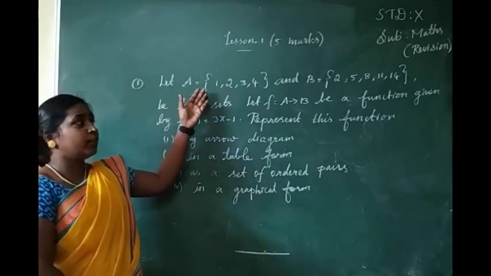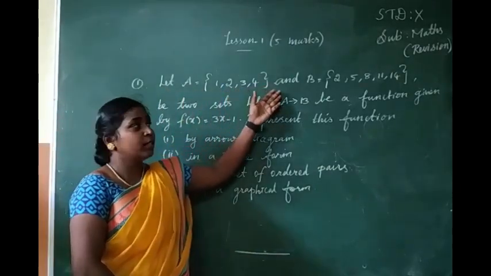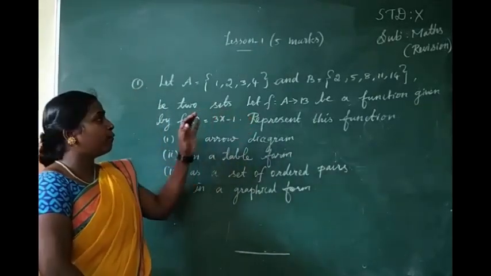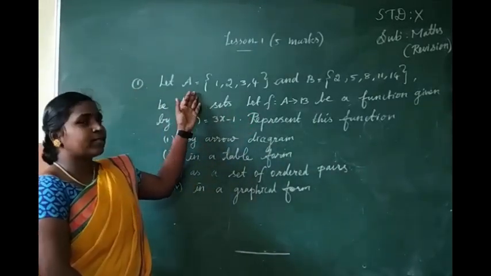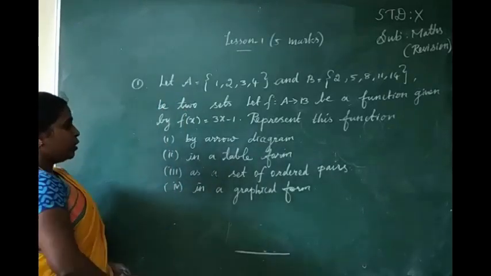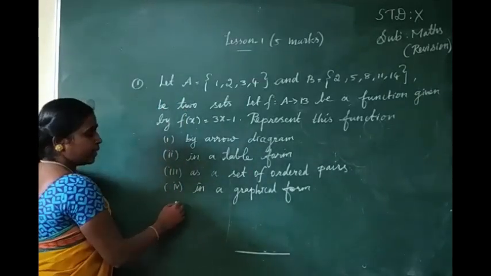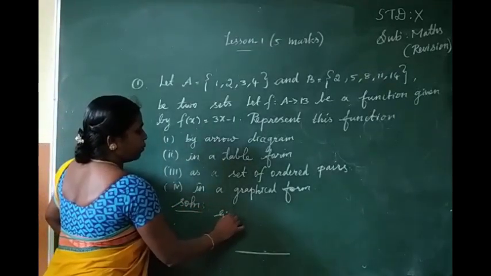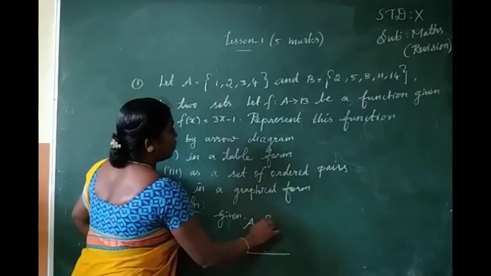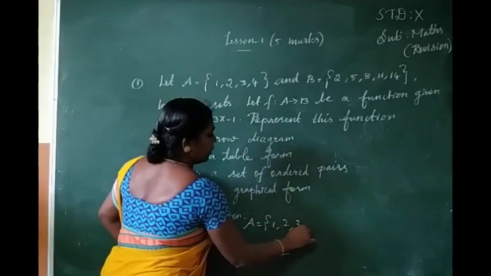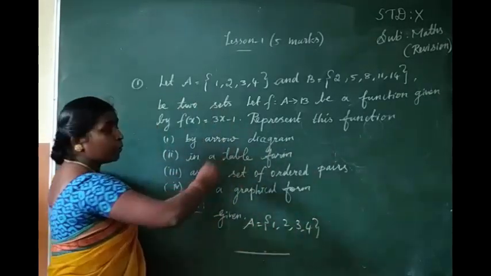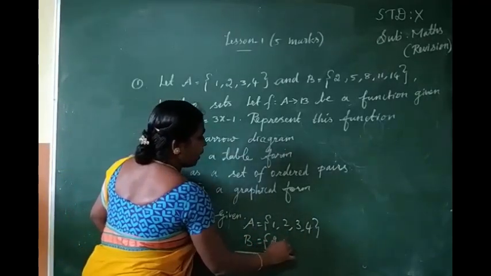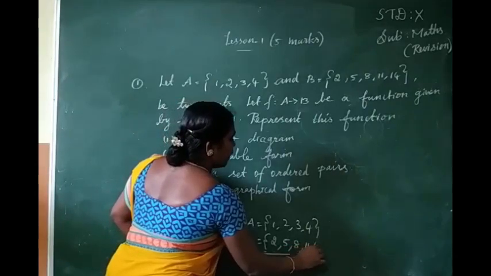A equal to {1, 2, 3, 4} and B equal to {2, 5, 8, 11, 14}. Two sets are given, A and B. So first you have to write the given sets. Given A equal to {1, 2, 3, 4}. Okay, next one more set is given, that is B. B equal to {2, 5, 8, 11, 14}.